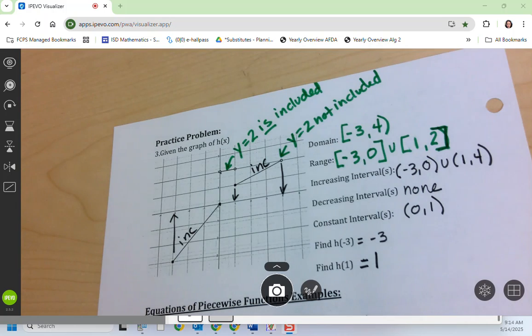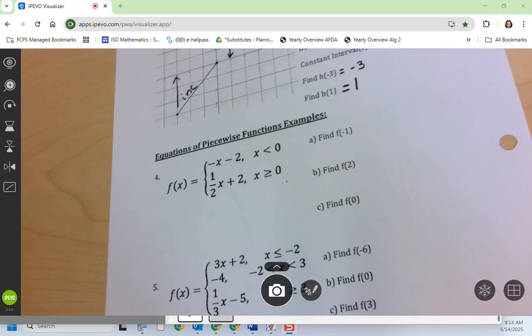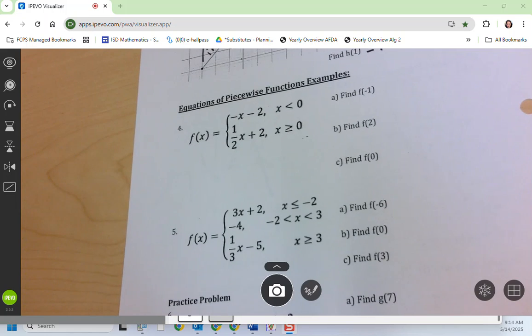Okay, tell me what questions you have on that. And then we're going to look at the ones that aren't graphed. Obviously you could just graph these examples and then find your answer that way, but you don't have to graph it. That's an extra step that's really not necessary.